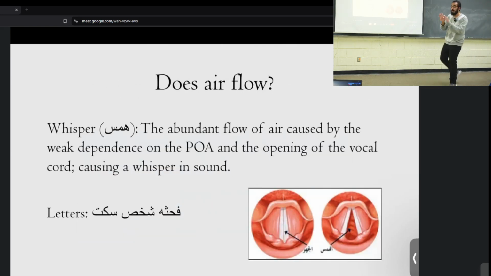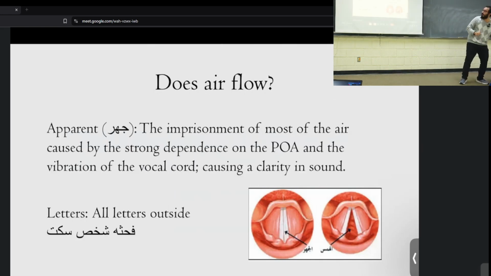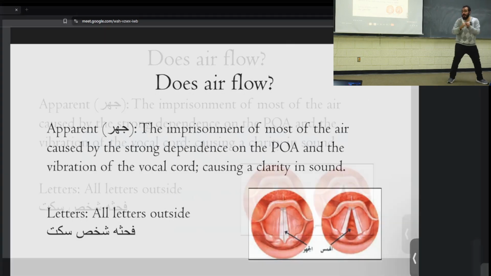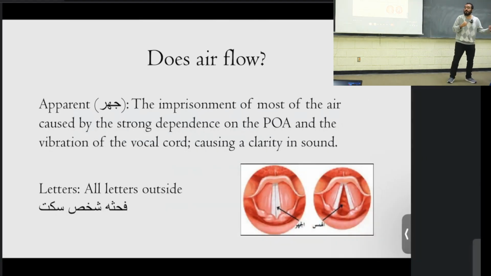So, we said an essential property that has opposites always answers a question. What was the first question we talked about? Does air flow? If air flows and we say yes, then it's a whisper. If air doesn't flow, then the letter is apparent. So if air flows, yes; airflow, no. That's why it's a pair. It's a property with opposites, okay?